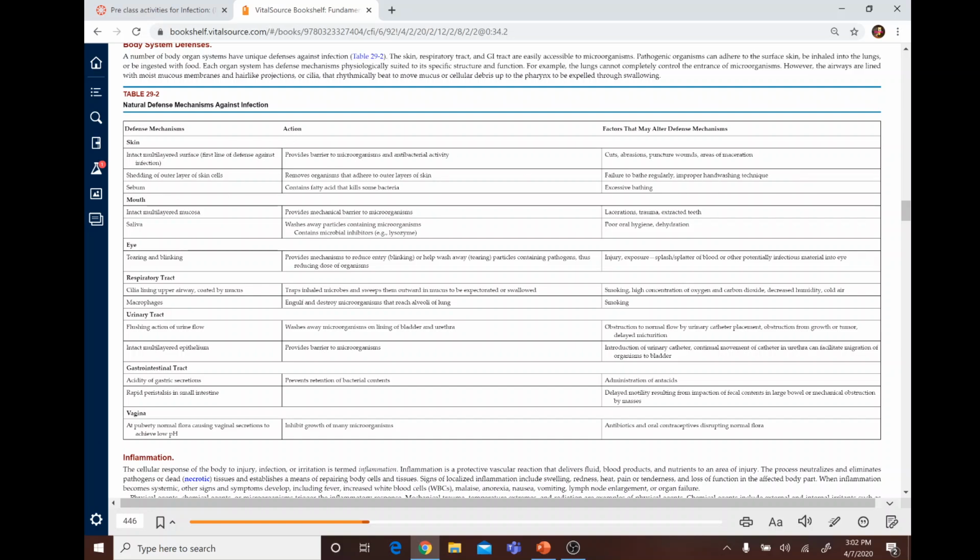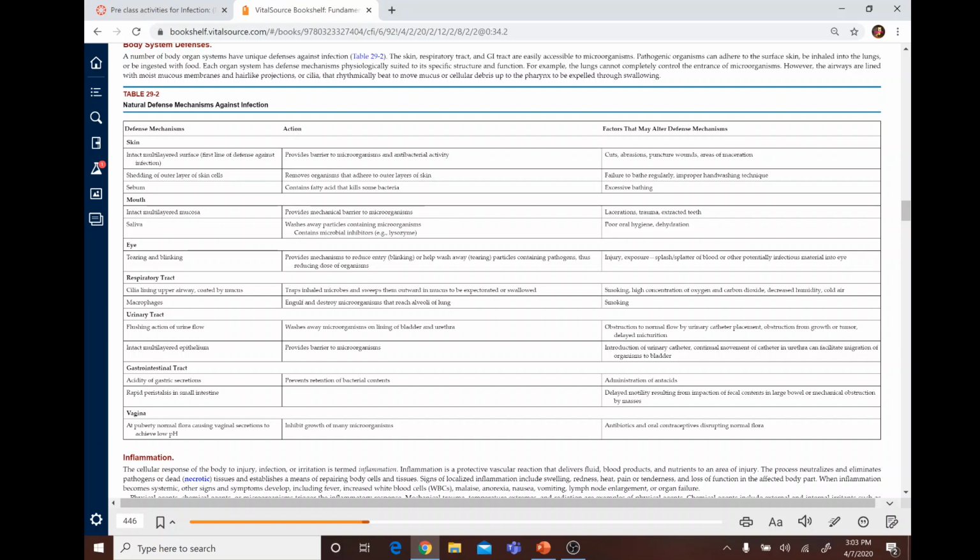What is the action of sebum? Contains fatty acid that kills some bacteria. What are some factors that may alter the defense mechanisms of sebum? Excessive bathing. Now let's talk about the mouth. What is the action of intact multi-layered mucosa? Provide a mechanical barrier to microorganisms.